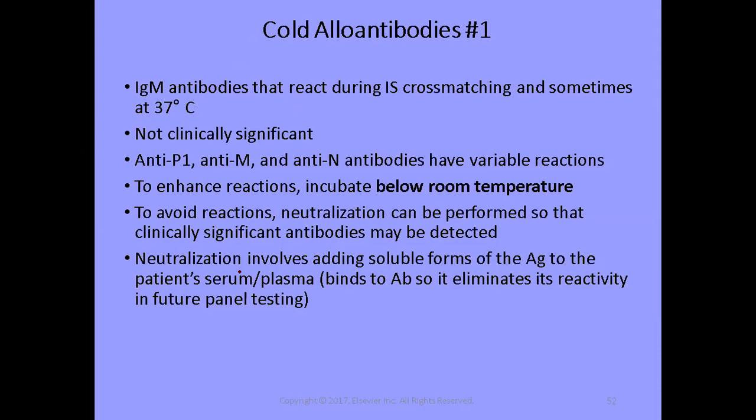Neutralization actually involves adding soluble antigen to the patient's serum or plasma, and then that allo antibody is going to find its target and bind to that antigen, forming an immune complex. So when we centrifuge, the immune complex would be in the bottom of the tube, removed. We're going to take that serum or plasma that is now free of this cold allo antibody and test it to see if there's something clinically significant there that is an IgG antibody.